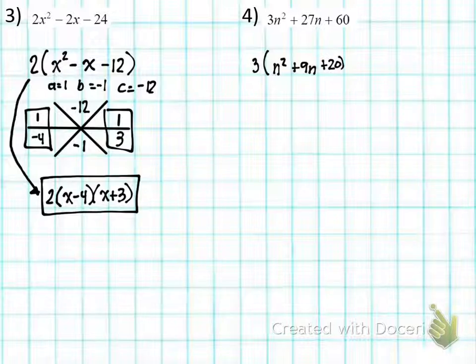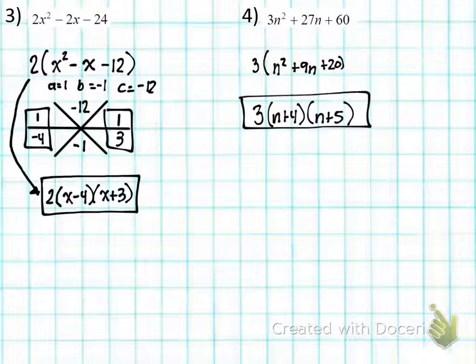I'll come around and check your work in about a minute. Go. The answer should be 3 times the quantity of n plus 4 times n plus 5, right? You all agree? Good. All right. Just do a couple more.